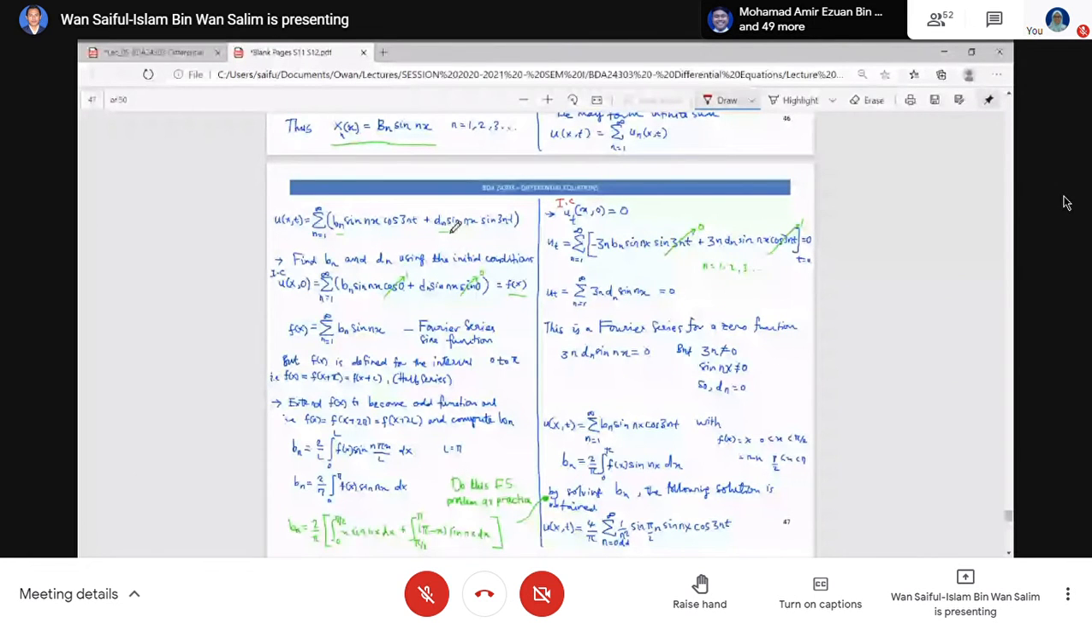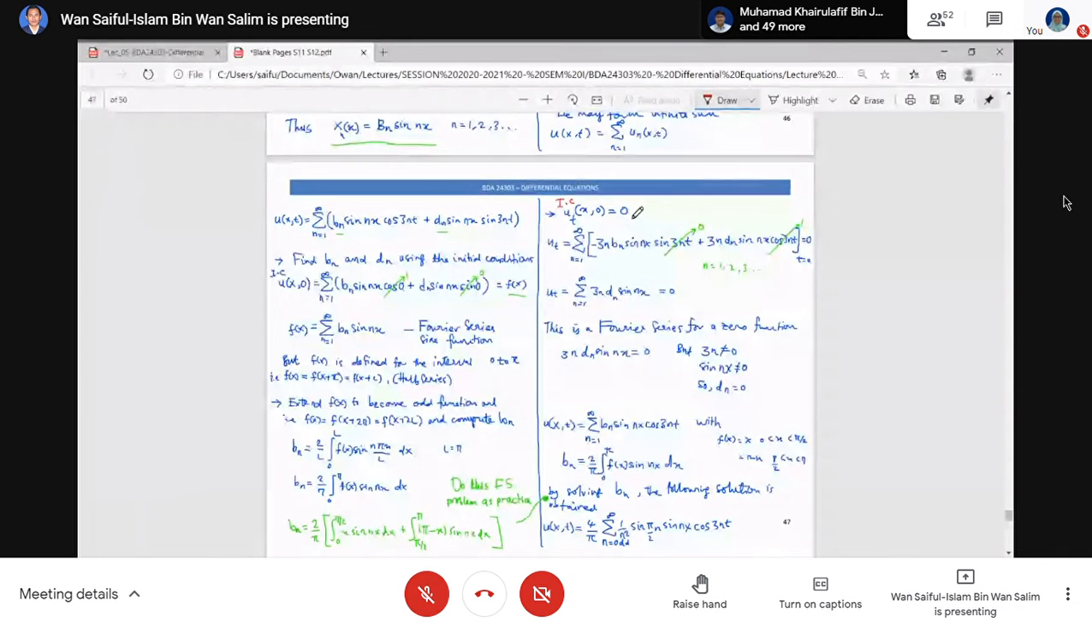All right, and now once you differentiate, dapat ini, evaluate at t equals to 0. So sine of 0 is 0. So this whole term becomes 0. And this is cosine 0. Cosine 0 becomes 1. And we're left with 3n and d sub n sine nx, like so. This is equal to 0, complying to the initial velocity.